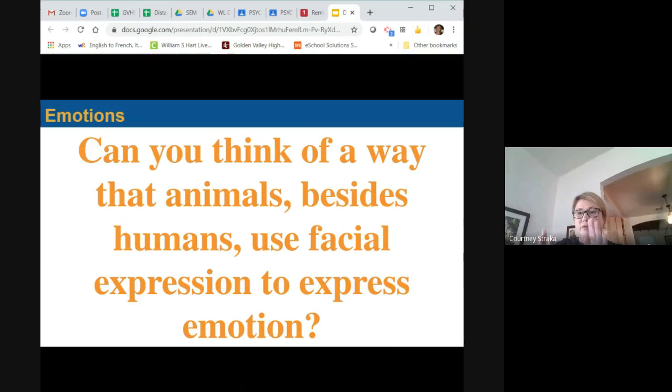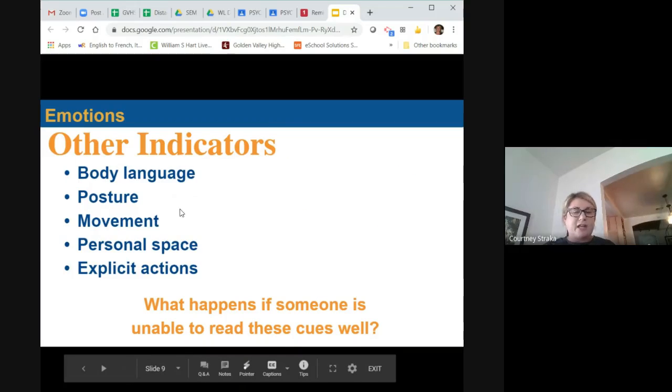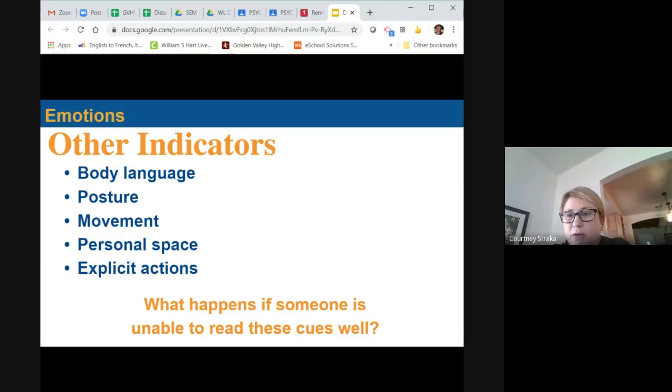It's almost like a tool of emotion. I'm going to show you this, and in me showing you my weapon, you're interpreting it as anger. Or fear, right? I might be afraid of you and showing you my weapon to tell you to back off. So there are definitely other indicators that we use to show emotion. Body language is a huge one. Posture, movement, personal space, and explicit actions. We'll talk about explicit actions in just a second. What I want us to look at are the four bullet points above that.